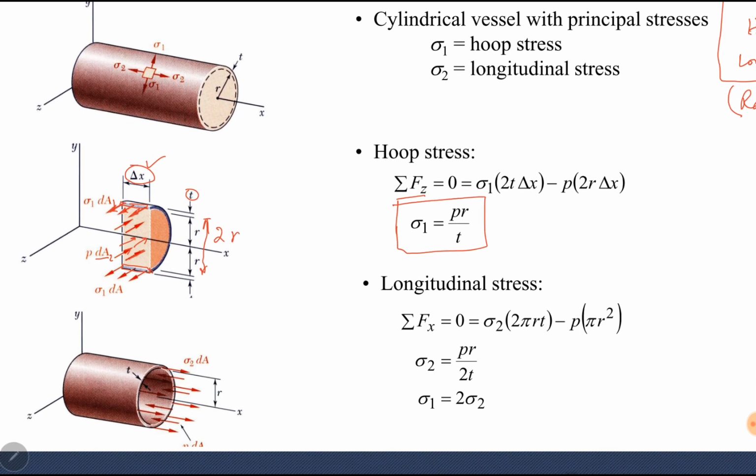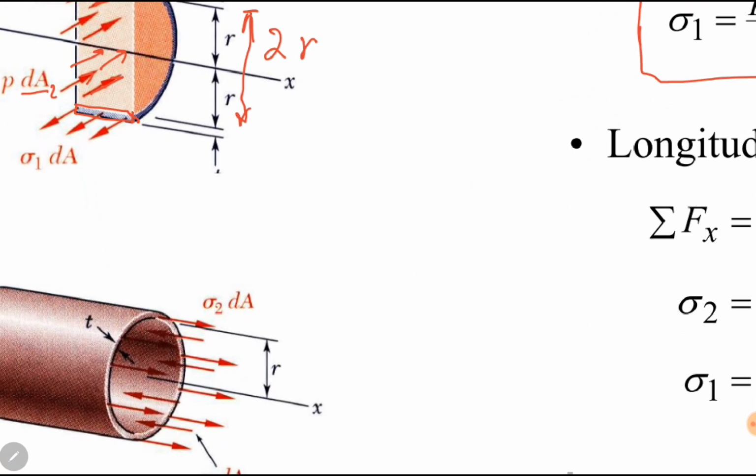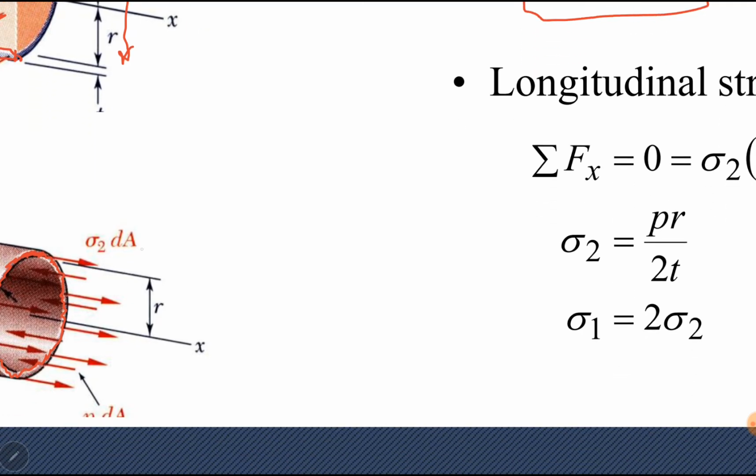Similarly, if we cut this cylinder parallel to its cross section, the internal pressure goes inside the cylinder. This internal pressure P acts on a circular area, and then in the wall thickness area there is stress, sigma 2. So both the areas are different. Let me call this dA1, and this one is P into dA2.